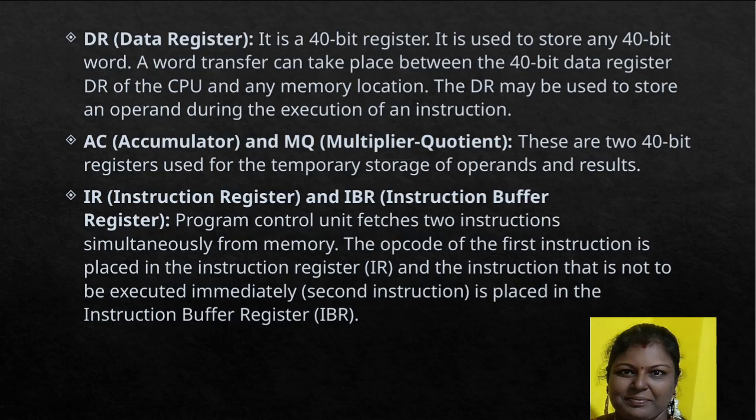Then we have the accumulator and multiplier quotient registers, both 40 bits as well, used to temporarily store operands and results while instructions run. Finally, the instruction register and instruction buffer register work together to fetch two instructions at once. The first goes into the IR to be executed immediately, while the second waits in the IBR.